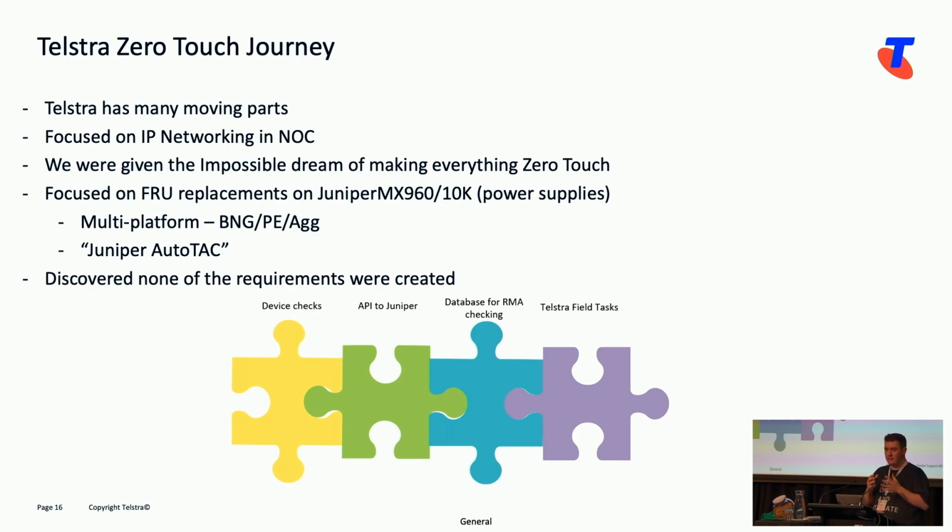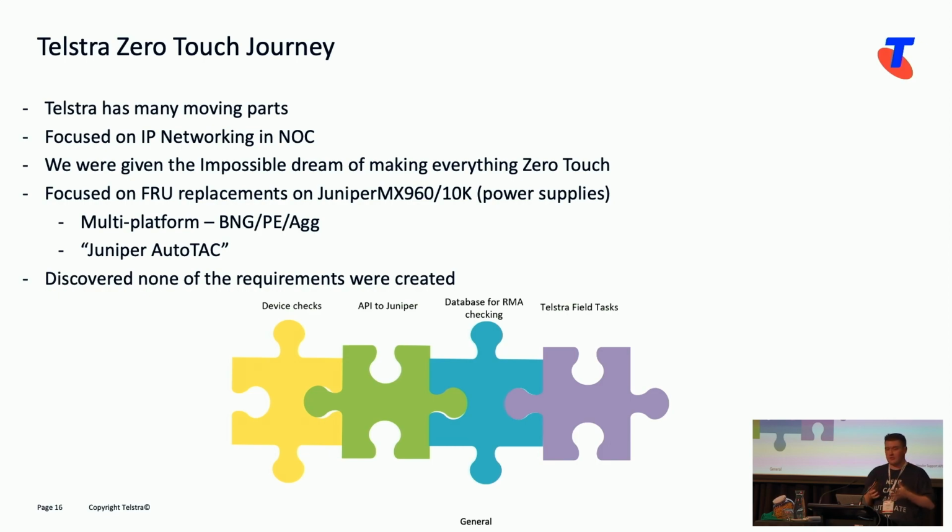And it sounds really easy. Just go automate it. If you say it fast, it does actually sound really easy. Just go do it. Just make it happen. But what we found out is that the building blocks that we needed to make this occur didn't exist at all. At that time, we didn't have an API to Juniper. We didn't have a small database for job tracking. And we didn't have a method for Telstra field tasks to have it delivered at one location and then go installed at another location.